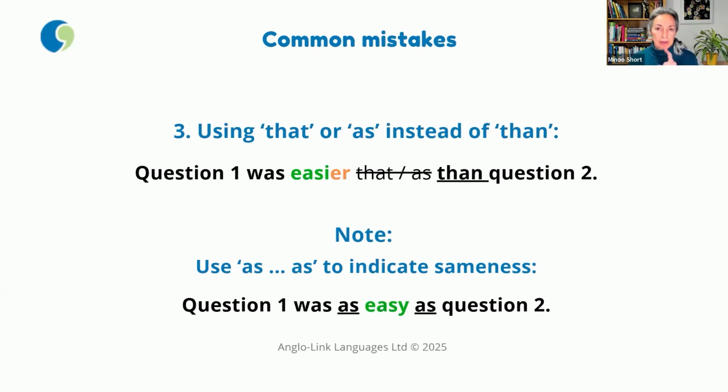Next one is using that or as instead of than. This usually comes from translation, from your own language. So it is: question 1 was easier than, not that or as, question 2. Remember that. But if you want to indicate sameness, not difference, then you can use as with the basic adjective or adverb in the middle. Question 1 was as easy as question 2. Two more.